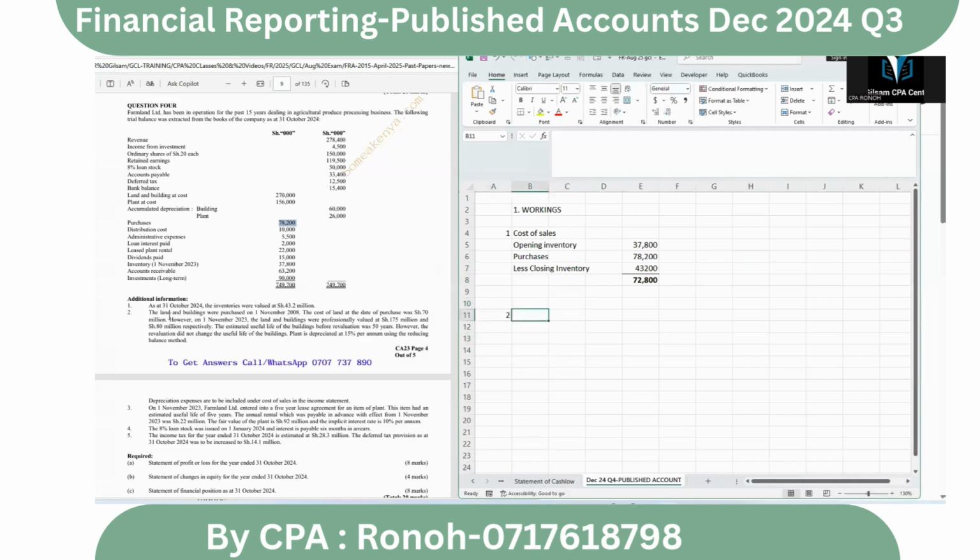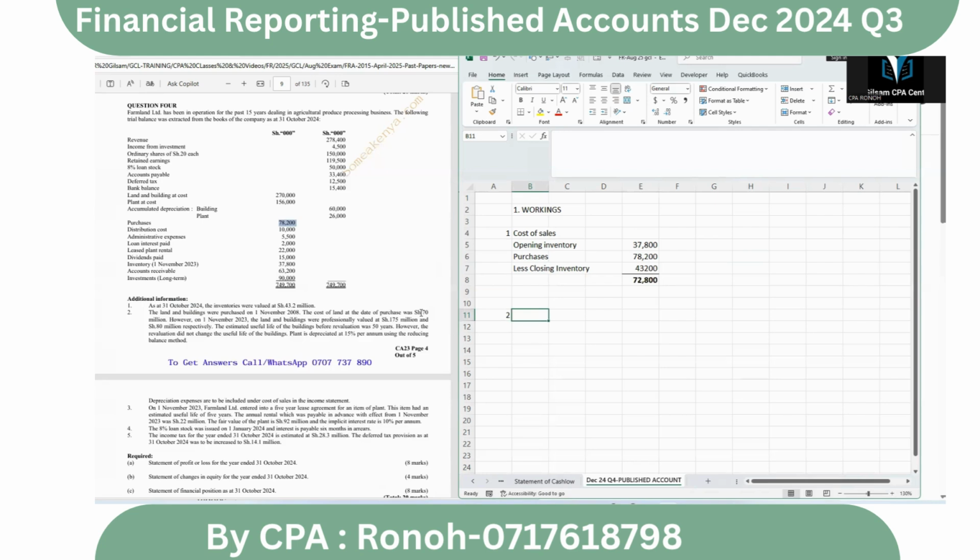Note number 2, we have been told the land and building were purchased on 1st November 2008. The cost of land at the date of purchase was 70 million. However, on 1st November 2023, the land and building were provisionally valued at 175 million and 80 million respectively. So that is a revaluation. The estimated useful life of the building before revaluation was 50 years. However, the revaluation did not change the useful life of the building.